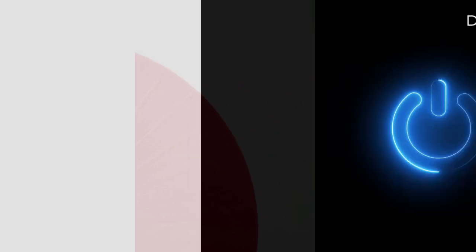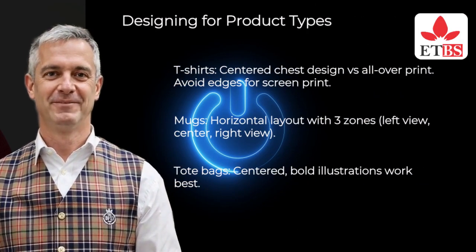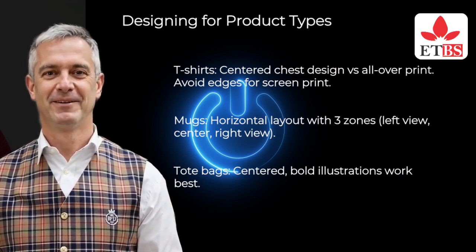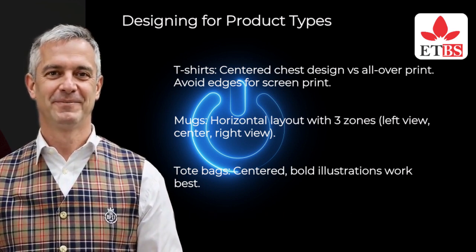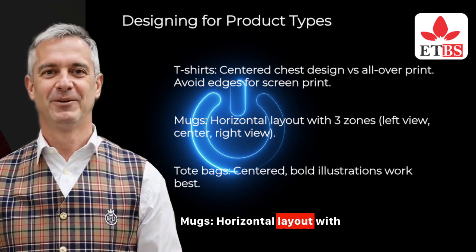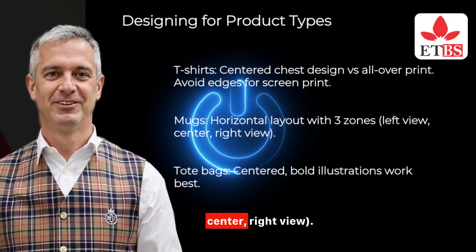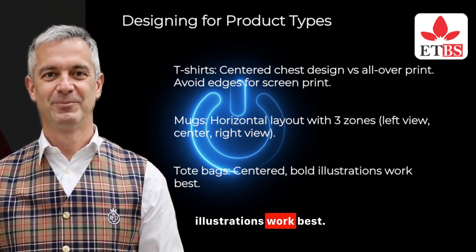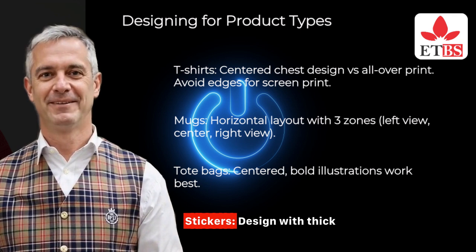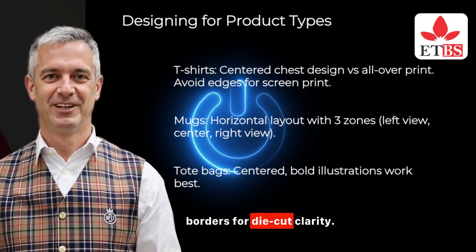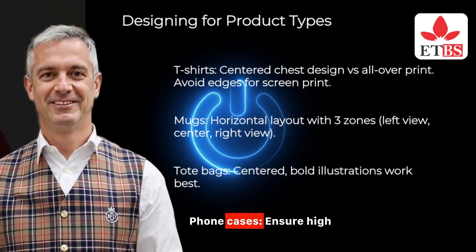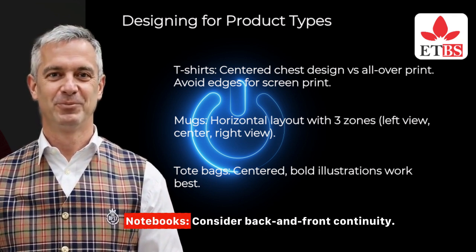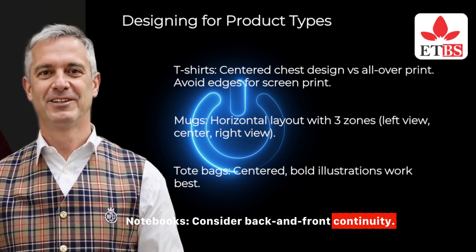Designing for product types. T-shirts: centered chest design versus all-over print. Avoid edges for screen print. Mugs: horizontal layout with 3 zones: left view, center, right view. Tote bags: centered bold illustrations work best. Stickers: design with thick borders for die-cut clarity. Phone cases: ensure high contrast and non-cluttered layout. Notebooks: consider back and front continuity.